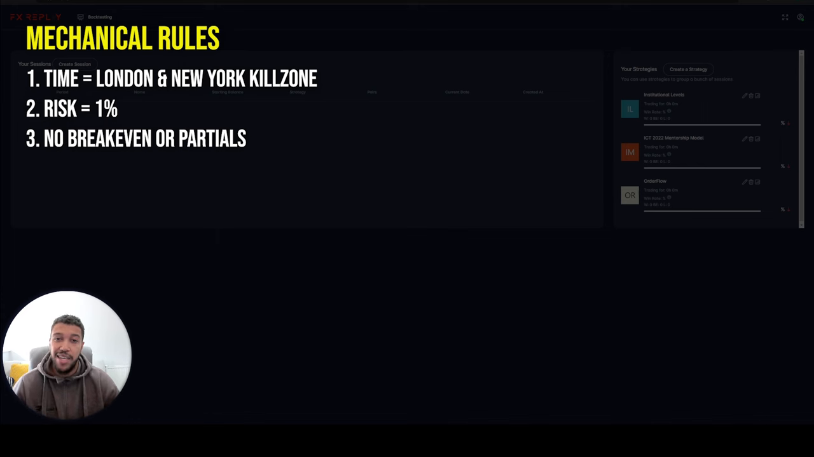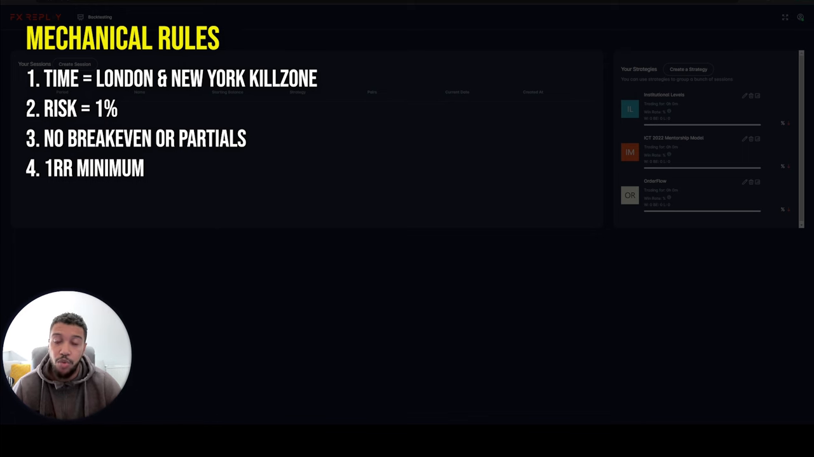I won't be taking any partials. If you're wondering why, it's just the decision that I've made for this trading model. All of the trades that I take will have a minimum of 1 RR, but ideally I'm going to be going for 2 RR, or I'll be targeting some form of liquidity or imbalance.